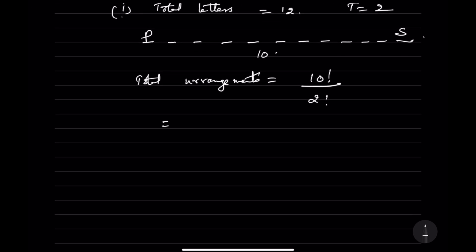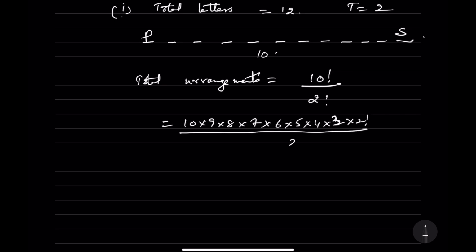So this can be written as 10 into 9 into 8 into 7 into 6 into 5 into 4 into 3 into 2 factorial, divided by 2 factorial, which means the 2 factorial will get cancelled. When you multiply this, you are going to get 1814400 as the answer. So this is the way we have to calculate this.